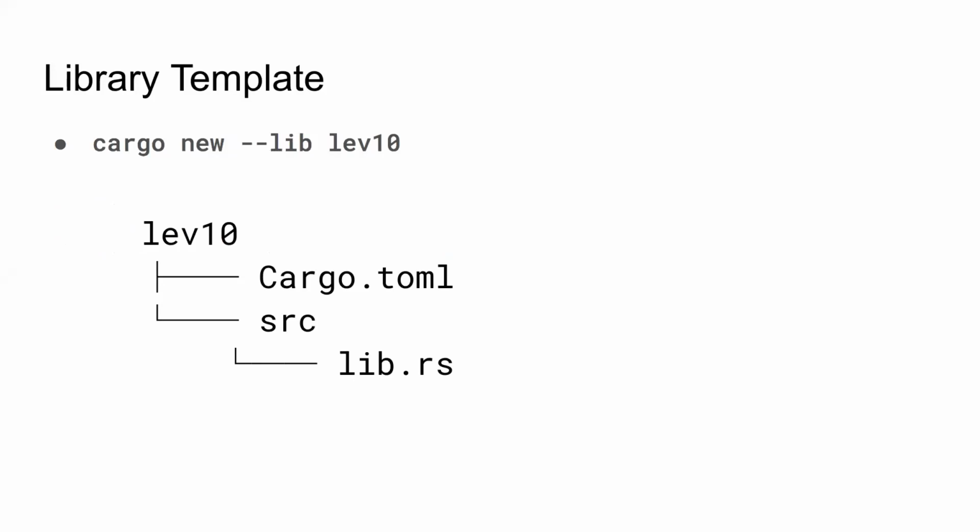So we create a new library, cargo new --lib lev10, and then it makes this skeleton for us. It fills in the Cargo.toml file and src/lib.rs. We can type cargo build and it will build straight out of the box. Basically a hello world application that we can go and extend.